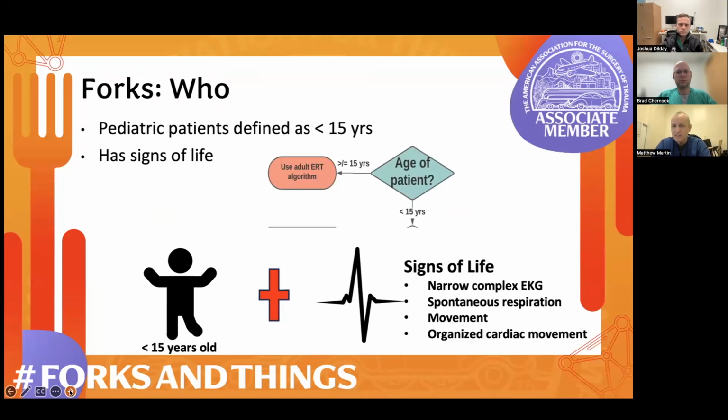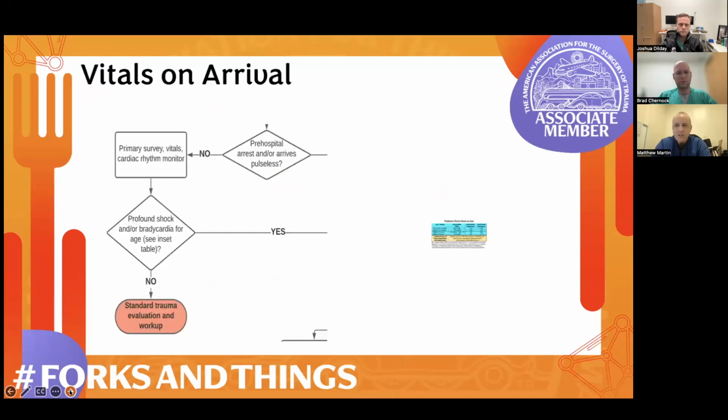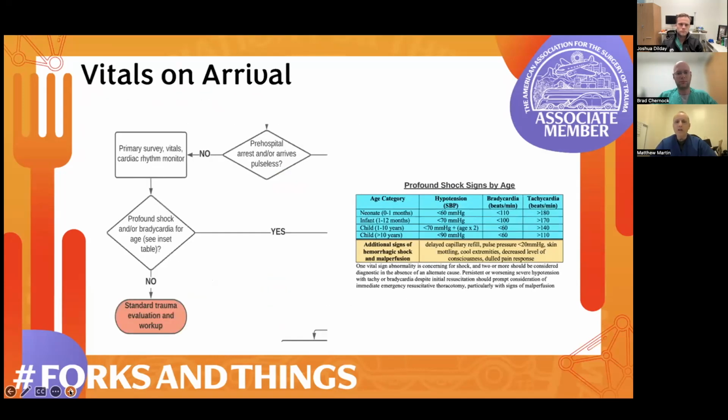Signs of life, as you show here, we defined as narrow complex EKG, spontaneous respirations or movement, or organized cardiac movement on ultrasound. So we start with the vitals on arrival. This part of the algorithm is for the patient who did not arrest pre-hospital and does not arrive pulseless. And so immediately you might say, well, why would I do a thoracotomy? But we do have some patients in that category who, even though they have vitals, are in profound worsening shock and are essentially in the peri-arrest status.